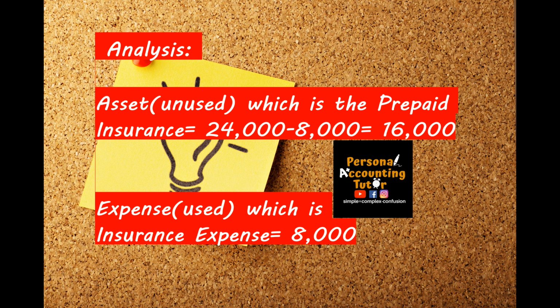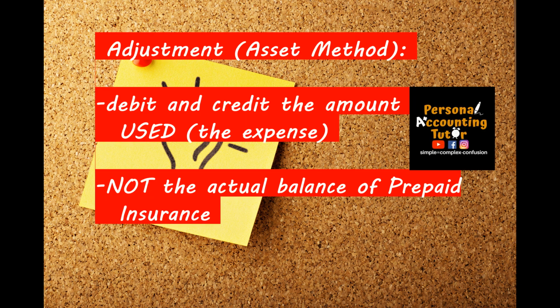Now, mind that when we prepared the adjusting entry, we debited and credited the amount used for the asset method only, not the actual balances. Again, for the asset method only, we are using the amount used, not the actual balances. Why?